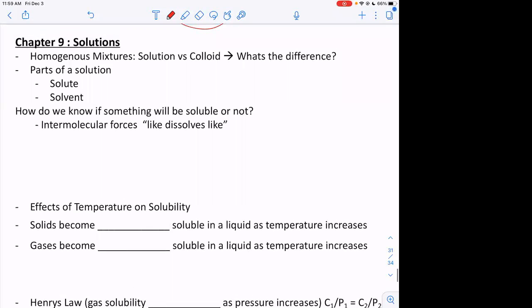Okay, solutions. We got solutions are a type of homogeneous mixture. But we also said a colloid can be a homogeneous mixture as well. We said the difference was just particle size. Solutions have smaller particles than colloids. Solutions are translucent, not opaque. Okay, you can see through a solution.